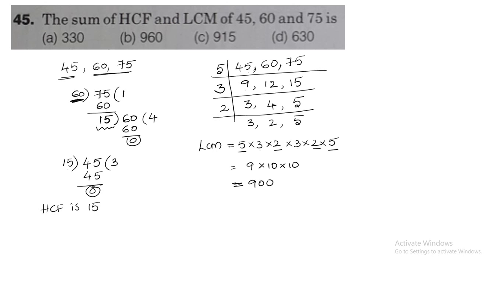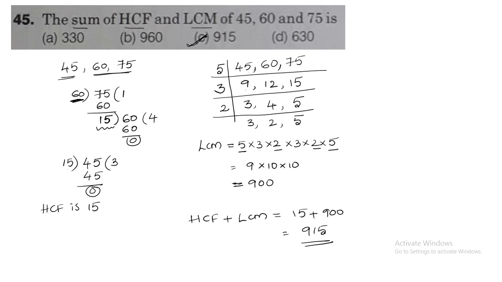Now finally what did he ask? Sum of HCF and LCM. So sum of HCF and LCM is nothing but HCF plus LCM. So what is HCF we got? It is 15, plus LCM is 900. So 900 plus 15 is 915. So where is the option? It is option C. Right. So likewise we can find out HCF and LCM, and finally whatever the question that he asked, we are answering that, right?